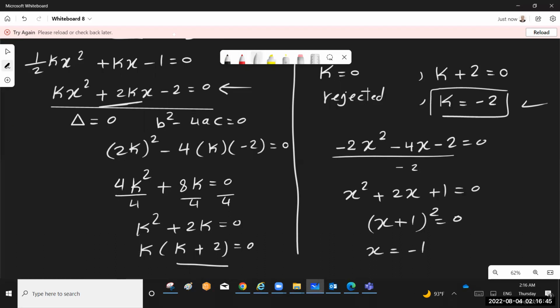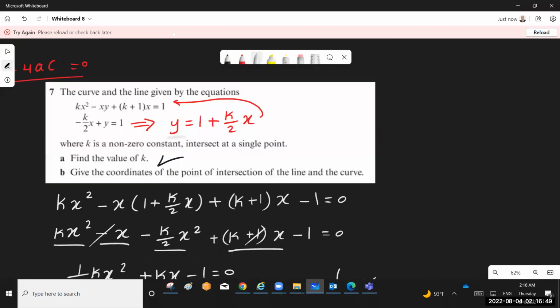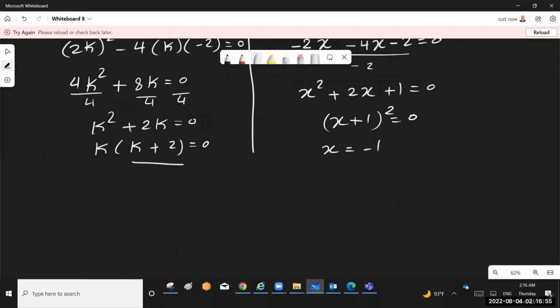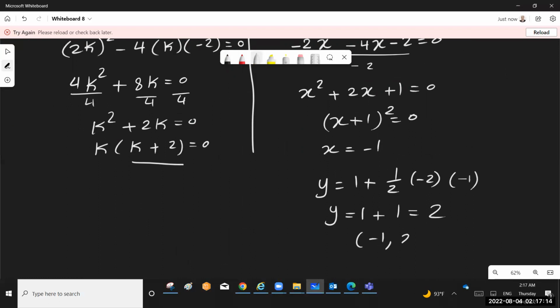Okay, after knowing x is negative 1, you can find the y. The y from this equation, look at this one. y is equal to 1 plus half kx. The y is equal to 1 plus half k, k is negative 2 already, and x is negative 1. So 1 plus, this is really 1, 1 plus 1 is 2. So the y is 2. The intersection point is negative 1 and 2.